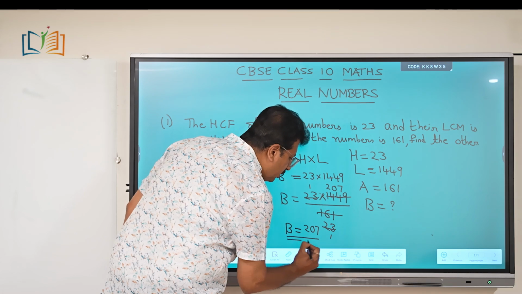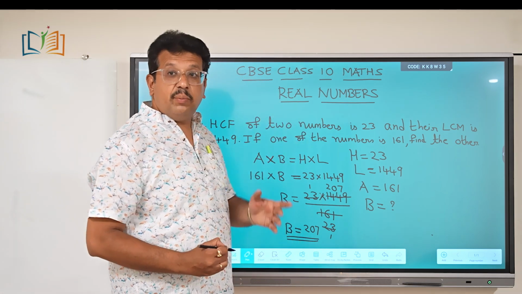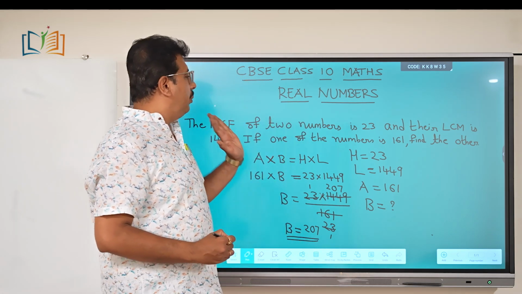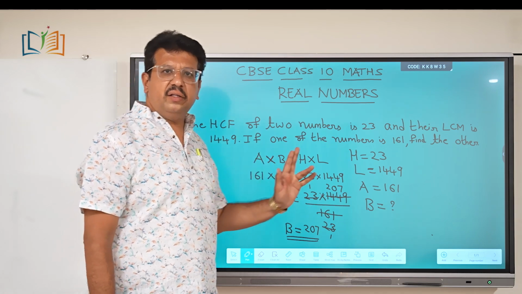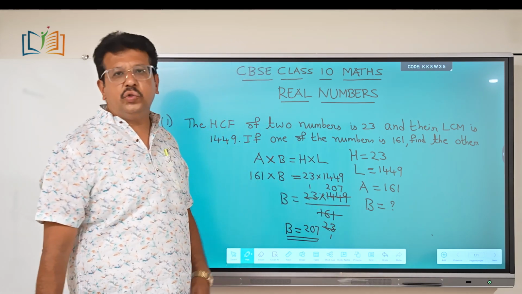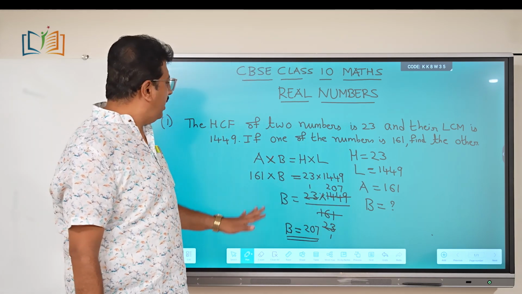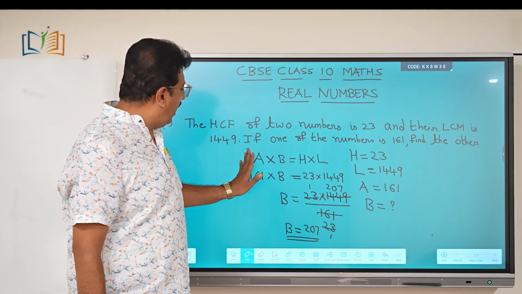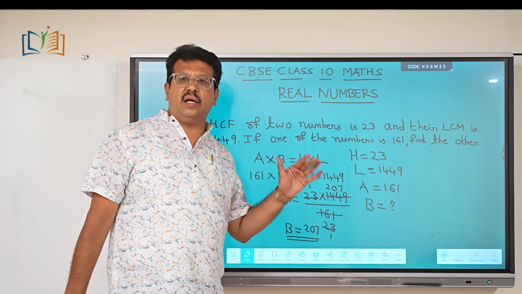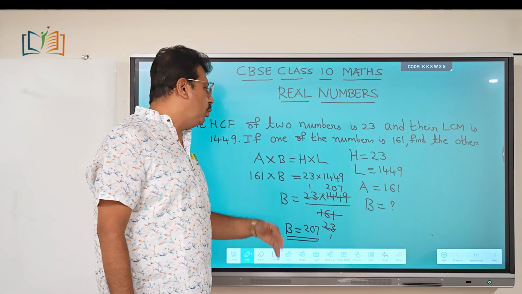So your number is 207. So this number has to be very clear for all of you because they are asking you people to find the other means. The other number is 207. So here HCF is given, LCM is given and one number is given. You need to find out the other number. So other number is 207.